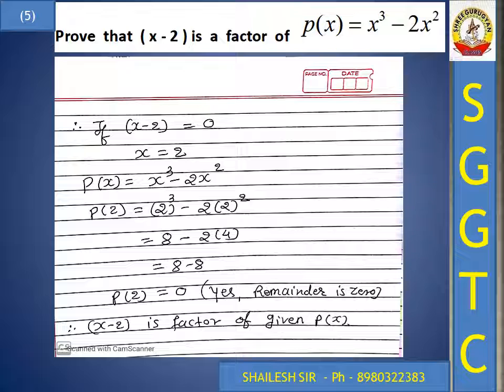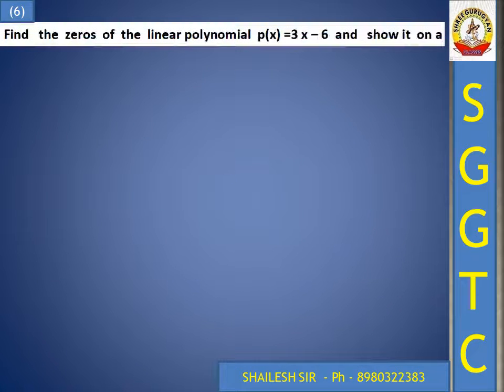Next one. Students, this question is not from your textbook, only for understanding the basic concept of polynomials. After that I will start our textbook questions. So see question 6: find the zeros of the given linear polynomial 3x minus 6 and show it on a graph. Very easy.